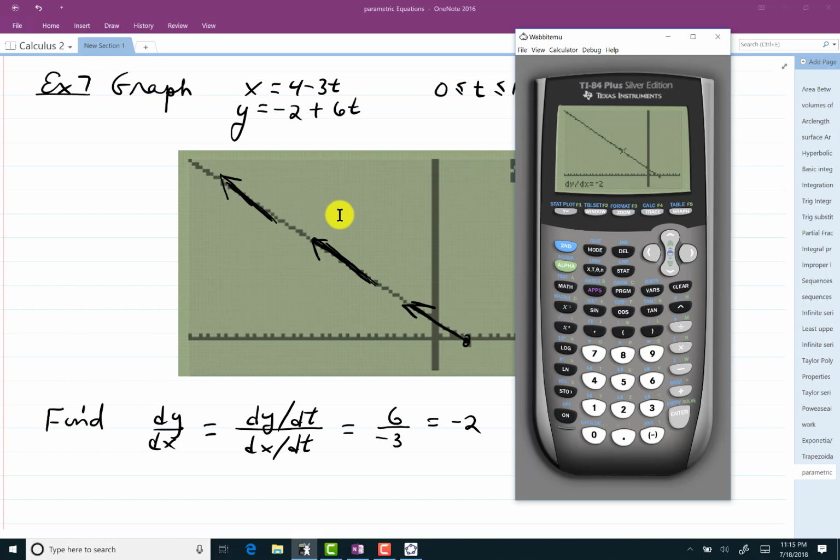Now, granted, this is a pretty simple equation, and you could have gotten rid of the parameters here and made y a function of x and had your slope-intercept form and all that kind of stuff. But as I mentioned, there are times when you cannot eliminate the parameter. So let me do one more example and end it there.